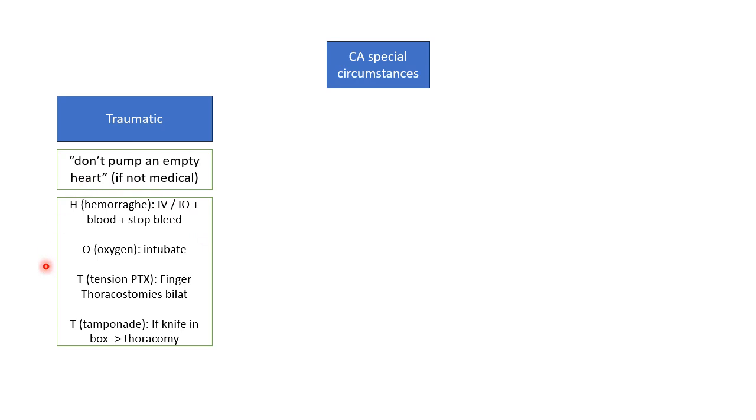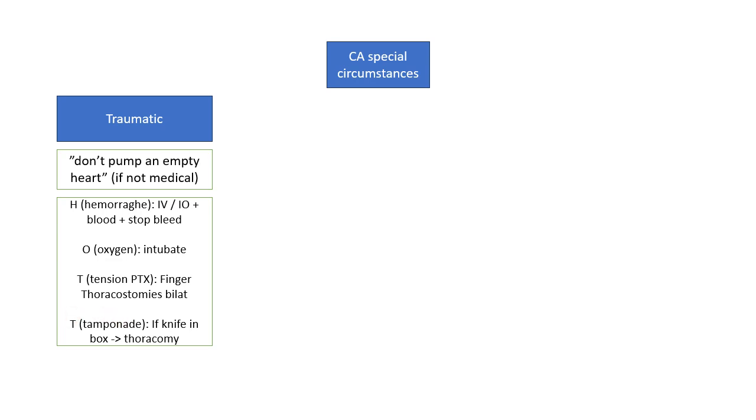in favor of these. Because once the traumatic cardiac arrest comes in, you will make sure that there's a line, either IOs or IVs, and then you get blood, and then you'll try to stop the bleeding if there's a bleeding source somewhere. Then you'll give oxygen, which means intubation. If there's a tension pneumo, you don't care, you'll just do bilateral finger thoracostomies. And I'll show you how to do those in a little while. You don't have to put in the chest drain. And then you'll check for tamponade.